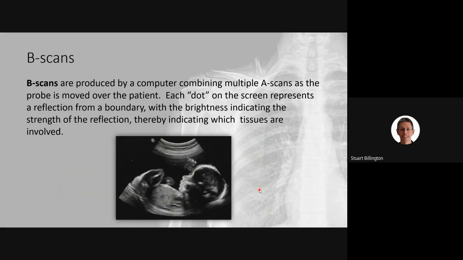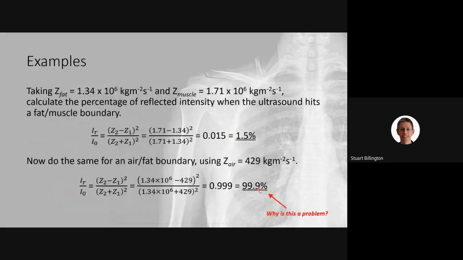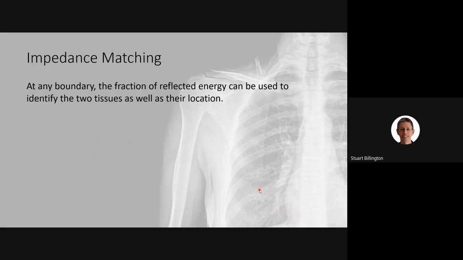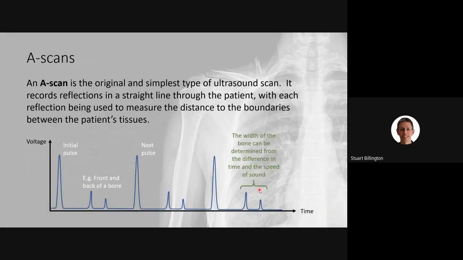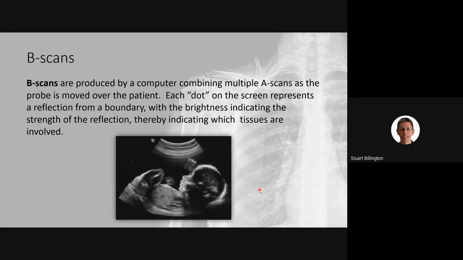Okay, so that's ultrasound. The key part of this second lesson was to be able to do the calculations. So first of all, to be able to calculate Z using the density and the speed of sound, and then to use two different Zs to work out the percentage of the reflected intensity. And then for you to understand that there are two different scans. The simplest one is the A scan. And then if you get a computer to stitch together multiple A scans, you get a B scan, which is probably the scan that you would be shown on the screen if you were the patient.